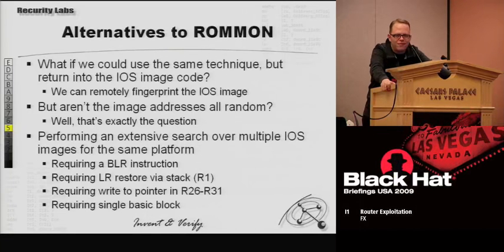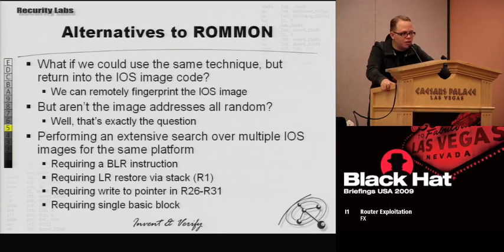The question, of course, is, well, didn't we just say the image addresses are all random? Well, that exactly is the question. Is it all random? So I got myself a new desktop machine with lots of CPU power and RAM, and wrote a very evil Perl script, and then let the Perl script run code similarity analysis on 1,597 iOS image disassemblies. Took about a week.